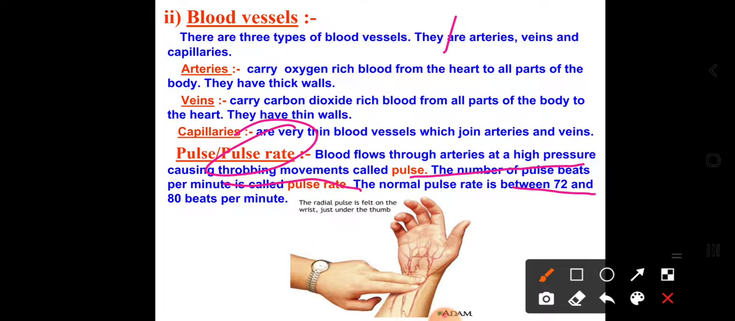So how are we going to identify the pulse rate? Like this, as shown in the picture. Exactly below the wrist, you just press gently. When you press gently in this wrist region below the thumb, you will always identify some throbbing, up and down movements there. Those throbbing movements in the blood vessels due to the blood pressure are called your pulse rate.